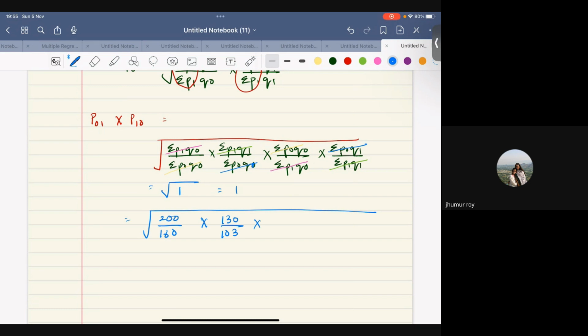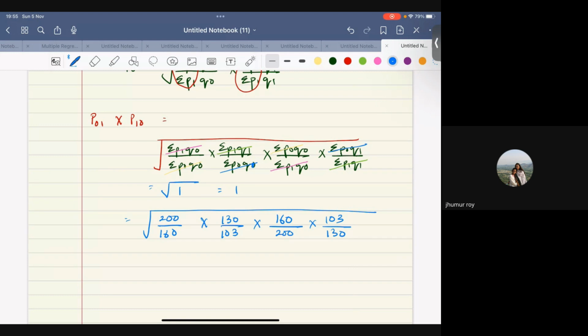What is the value of P0, Q0 that you have got? 160. What is the value of P0Q1? What is the value of P1Q0? 200 multiplied by 103 upon 130. That is what is happening. You have just reversed the values.